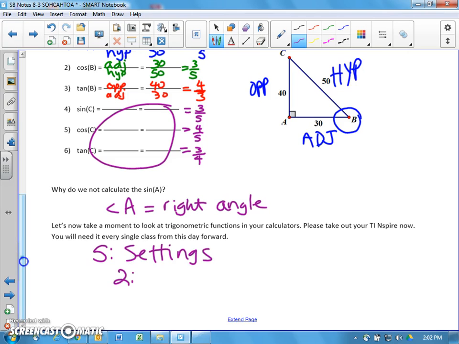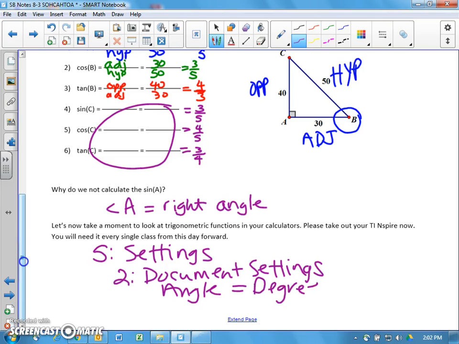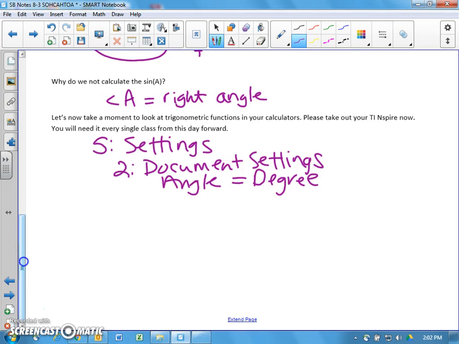After you do that, you're going to choose 2, which is your document settings. And under your document settings, you're going to see something on angle. You're going to want to set that to degrees. It probably already is, but it may be in radians, and that's a problem for what we're going to do. At the bottom of that page, you have the option to make this your default. I would encourage you to do that so it's not likely to kick back into radians.